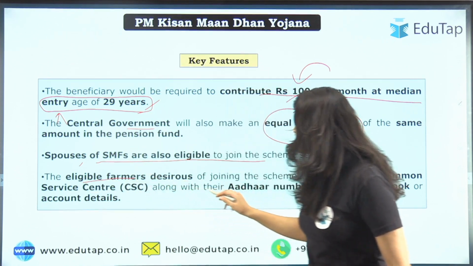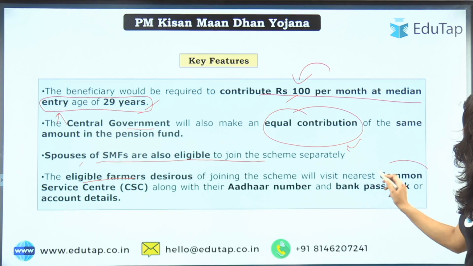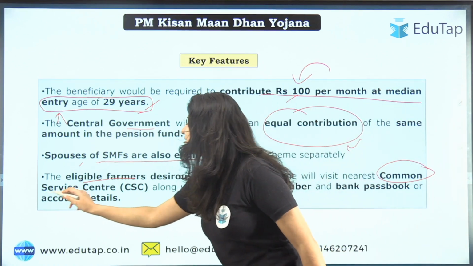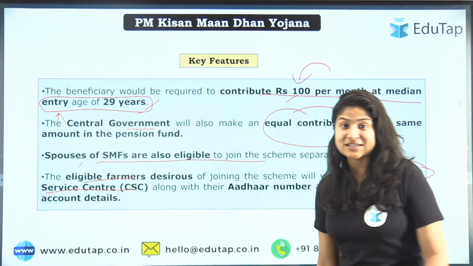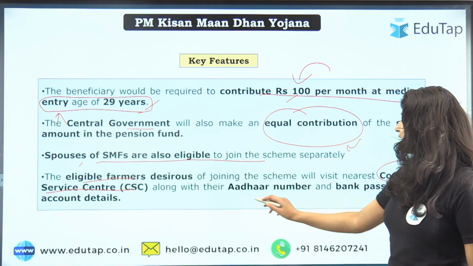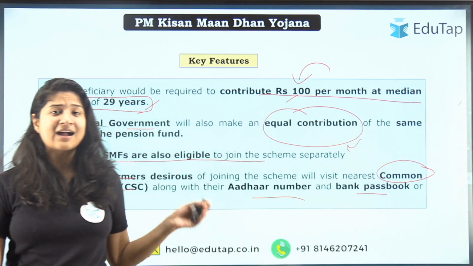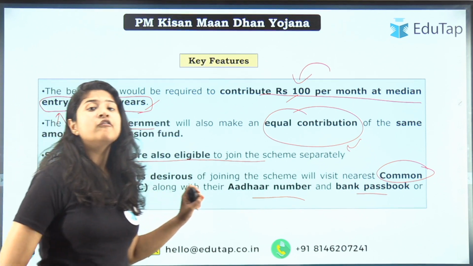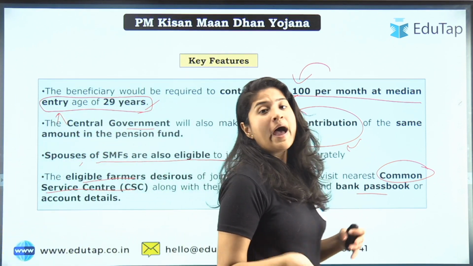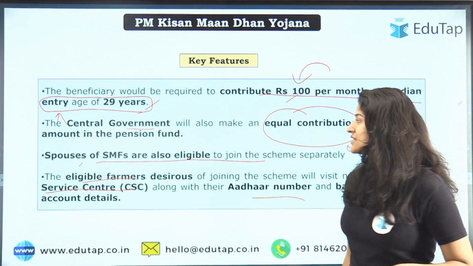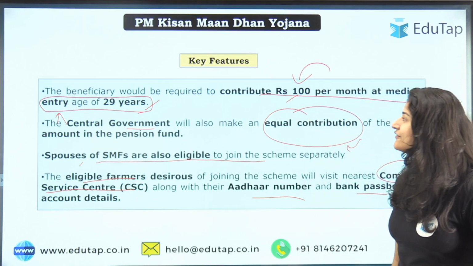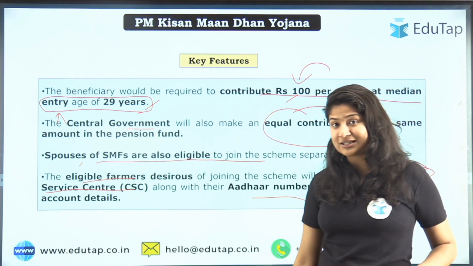When the eligible farmers are desirous, what do they have to do? They have to go to the nearest common service center to register themselves under this scheme along with their Aadhaar card and their bank passbook and other account details, so that their account can be linked to this for the submission of money, and also for the receiving of money. Alright, so these were the key features. I hope there's no confusion till now.